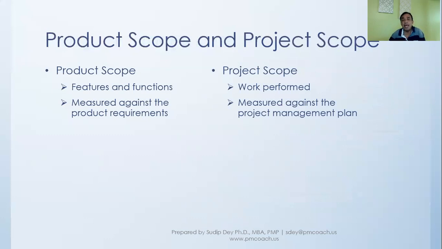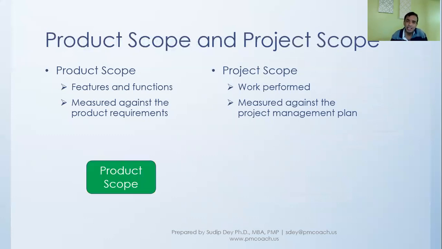We will draw a plan in terms of when we'll start what, who will do what, and how much it will cost. All these kind of details you will put together in the project management plan, as you've seen earlier, and project scope will be measured by that. So project scope is about the work that will be performed, and product scope is about the features and functions of that product. So these are really the distinct difference that we need to understand.